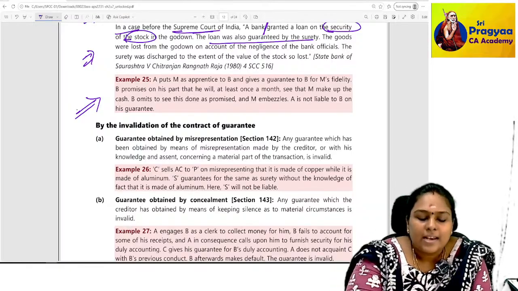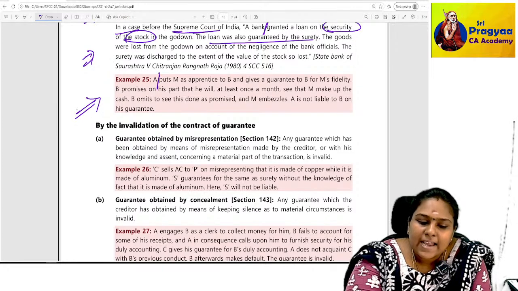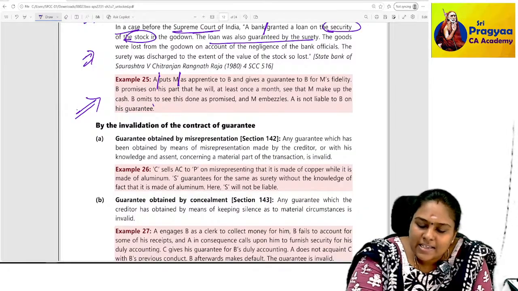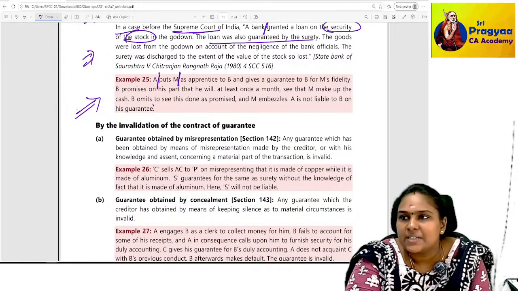Clear? Okay. Next one. Mr. A puts M as an apprentice to B. Think and say who is surety, who is principal debtor, who is creditor.